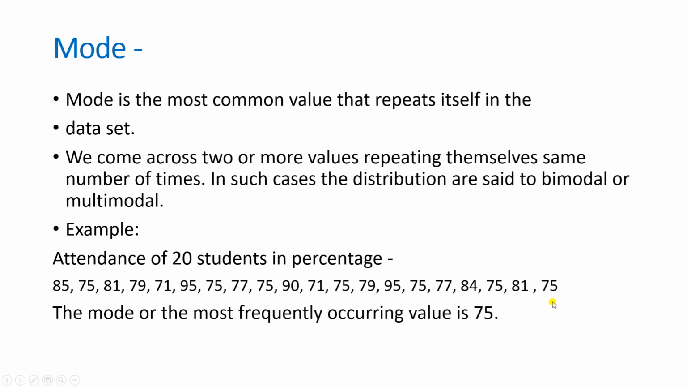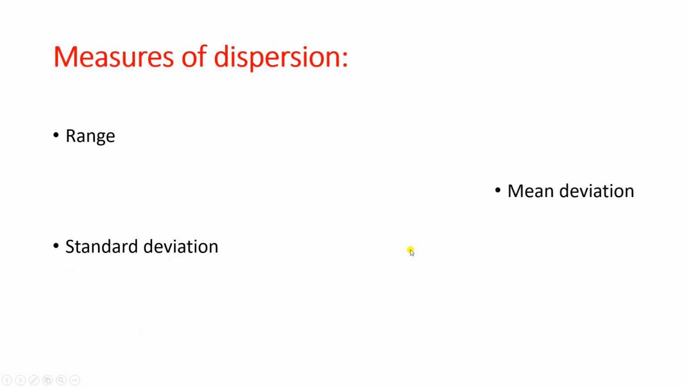For detection of mode, there is no need to arrange them in ascending or descending order, but you can do that for your convenience, because it will be easier for you to find out which number is occurring more than once. Okay. So after the measures of central tendency, we shall talk about the measures of dispersion, that means how individual values in a data set are dispersed or away from each other.